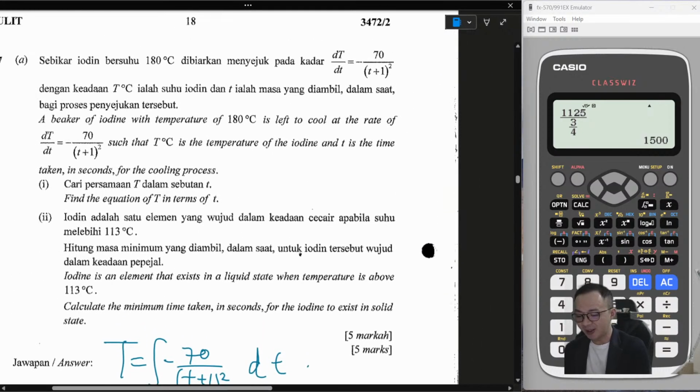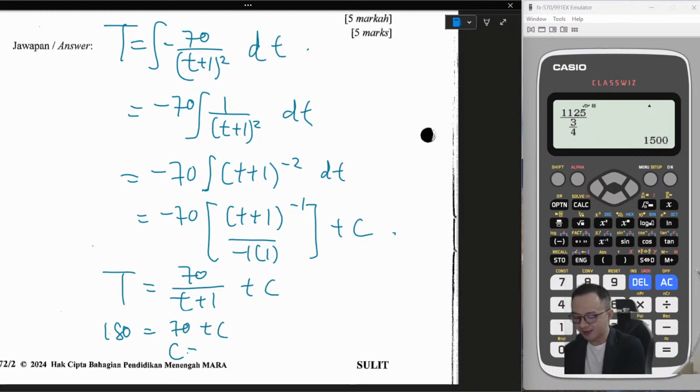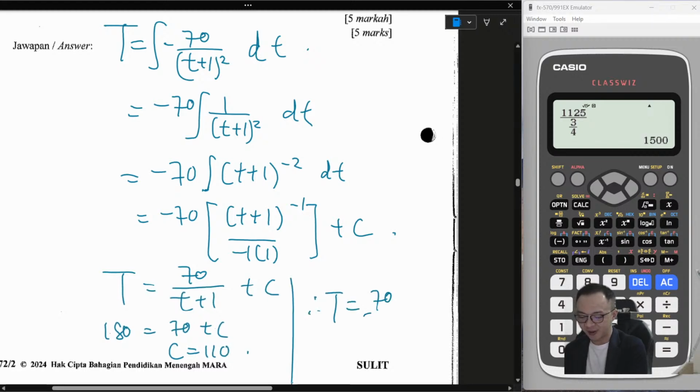I believe this is what they tell us at the very beginning: 180 Celsius is left to cool at this rate. So this is when time is 0, the initial temperature, which is 180. When T is 0, it's 70 over 1 plus C, then C is 110. So then I've got the equation of T now: 70 over T plus 1, plus 110. Done.